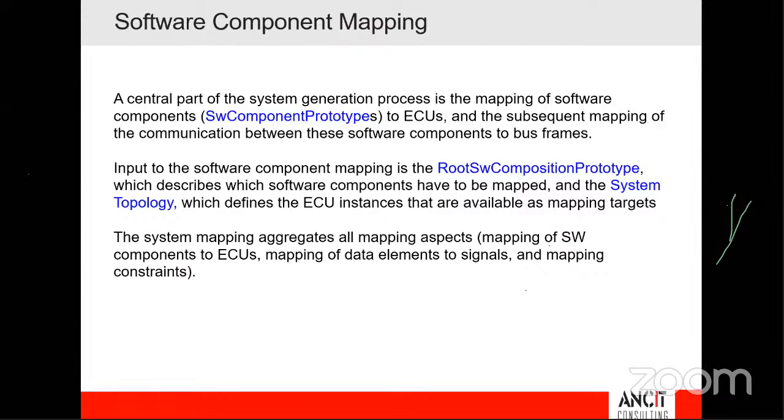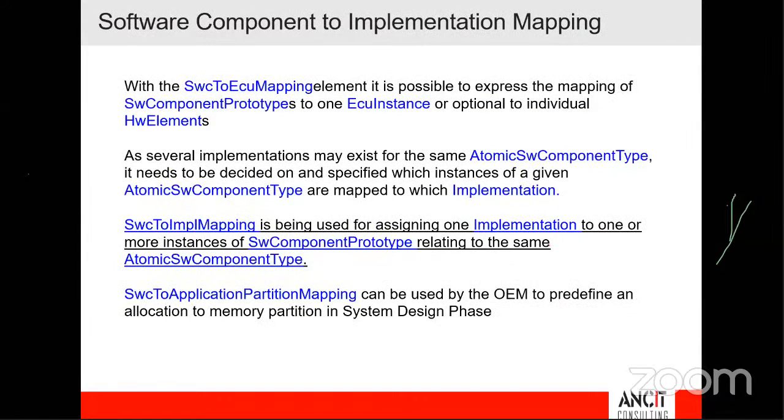Once that is done, then the next step is mapping, where you map the application software component to the ECU instance. That's the first step. Once you map the application software component to the ECU instance, the next step is the software component also has to go to an implementation mapping.